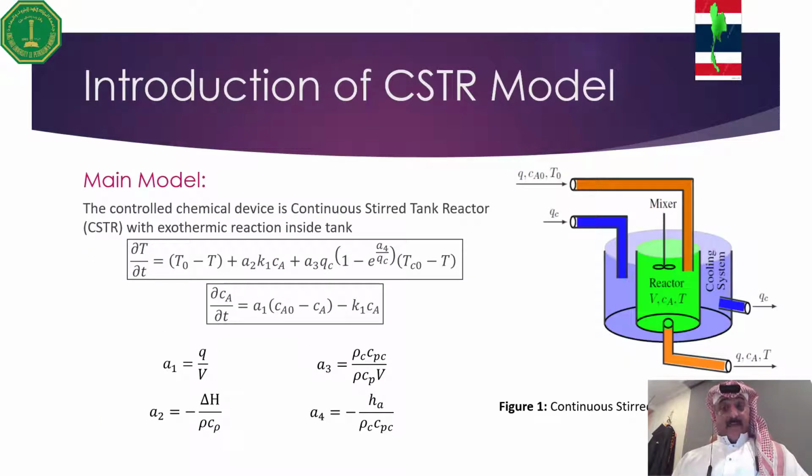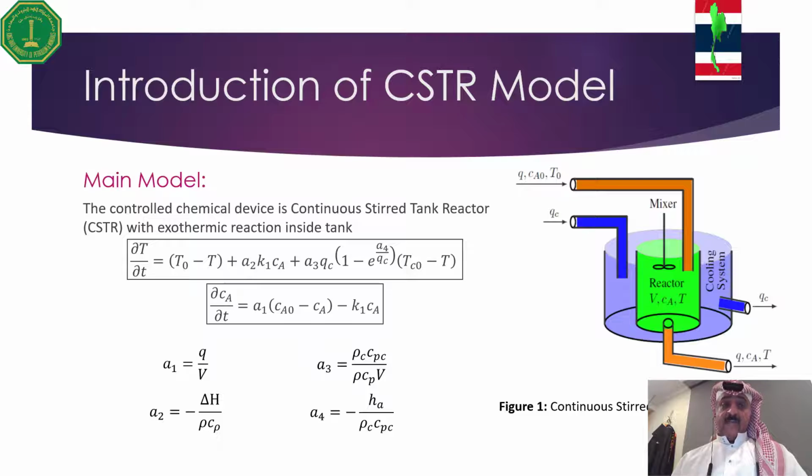The model on the right has two tanks. One we call the reactor, in green; the other we call the cooling system. The reactor has a volume V, concentration Ca, and temperature T. The inlet is Q, which is the flow, with concentration Ca naught and initial temperature T naught. The output is Q with concentration Ca and temperature T. The cooling system has a flow in blue as the inlet and output, referred to as QC.